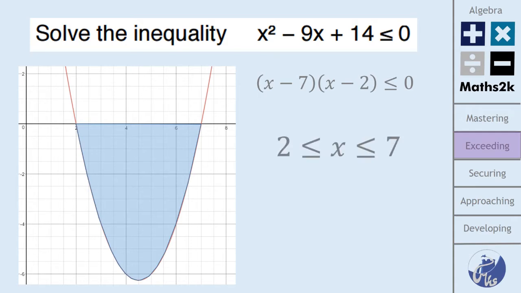When it comes to writing the final answer this time, you're going to write it as one inequality where x is less than or equal to 7, but also it needs to be greater than or equal to 2. And so the value of x can be within this region, whereas before it needed to be stated as two separate solutions.